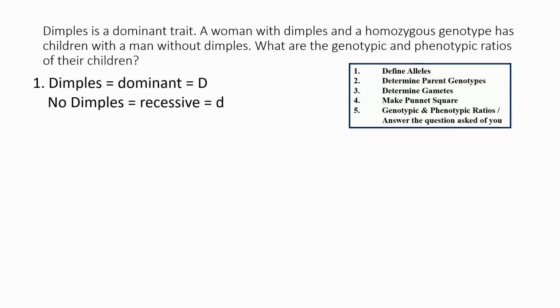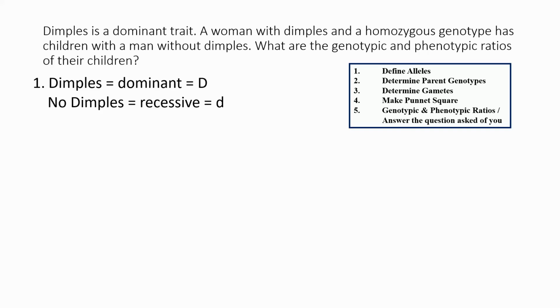Dimples is dominant, which means it has to be a capital letter. I went with the letter D because it looks different when it's capital and lowercase. Make sure your letters look different, capital and lowercase. Otherwise, this will be very confusing for everyone. So here we picked a D, which looks nice and different. So we put dimples for dominant, capital D, and no dimples for recessive as a lowercase d.